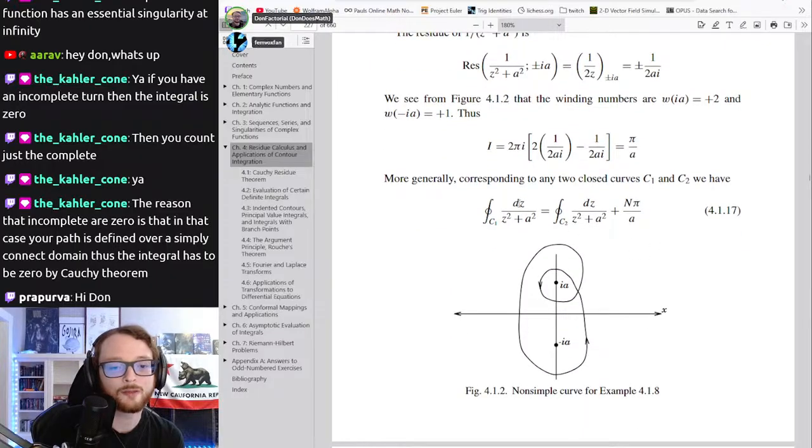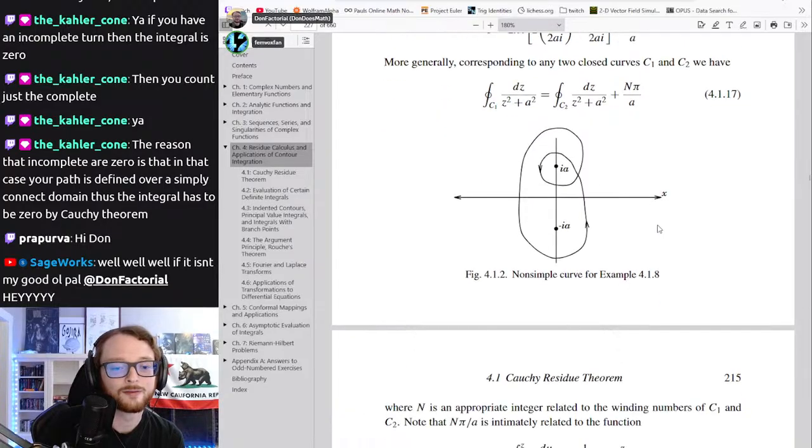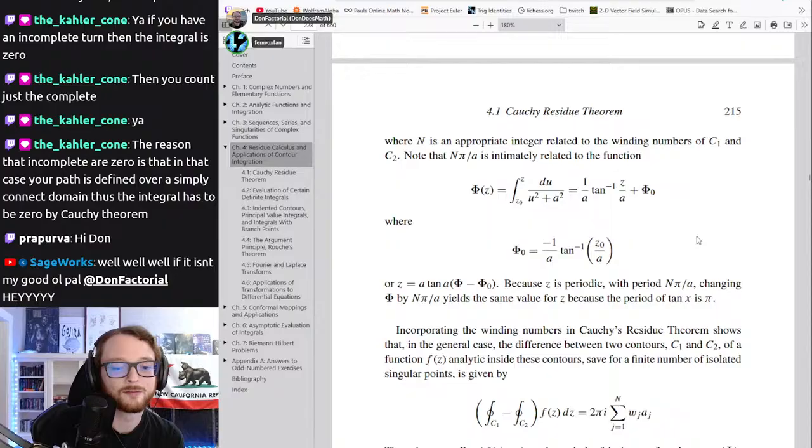So you could rewrite it as one integral minus the other. Yeah, exactly. And that's what they do on the next page. They write integral over C1 minus integral over C2.